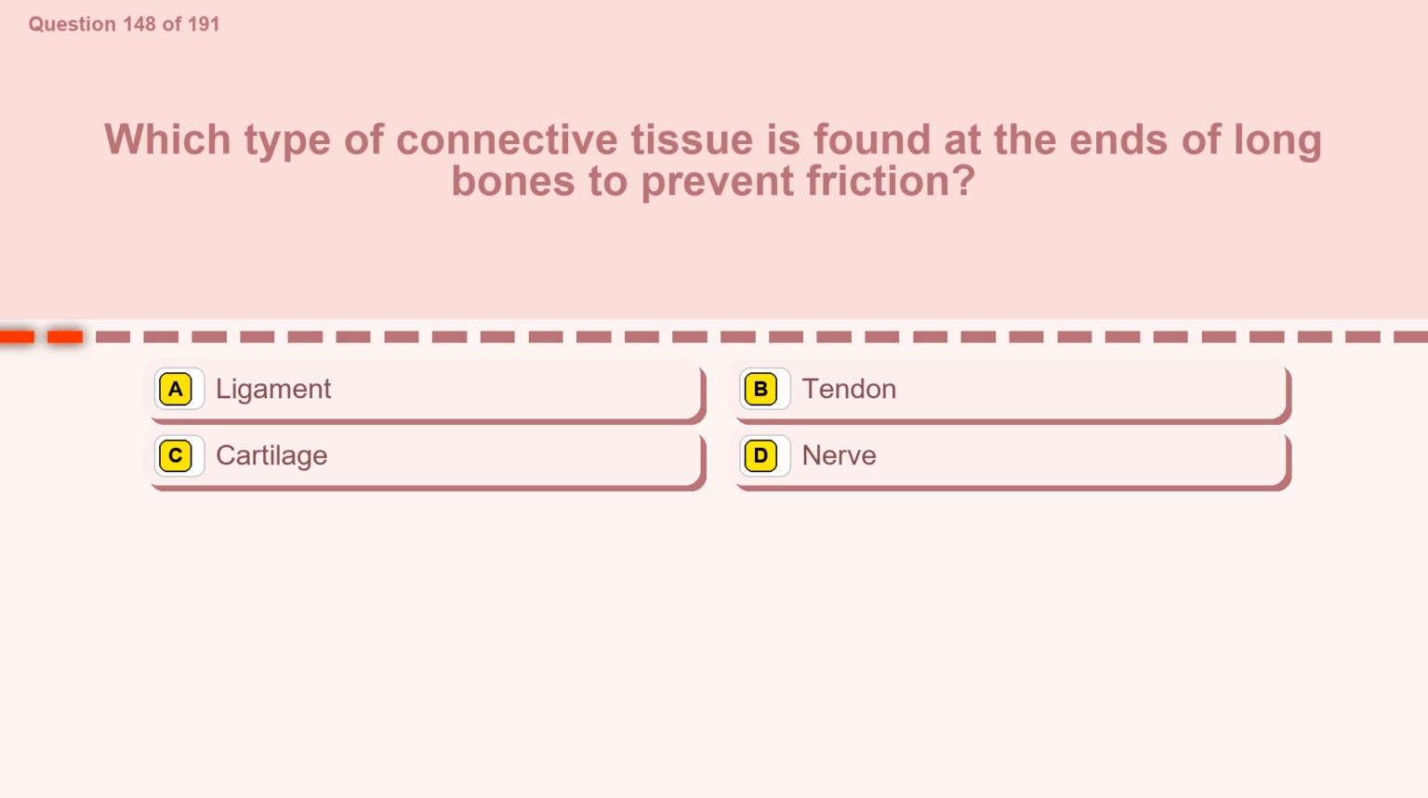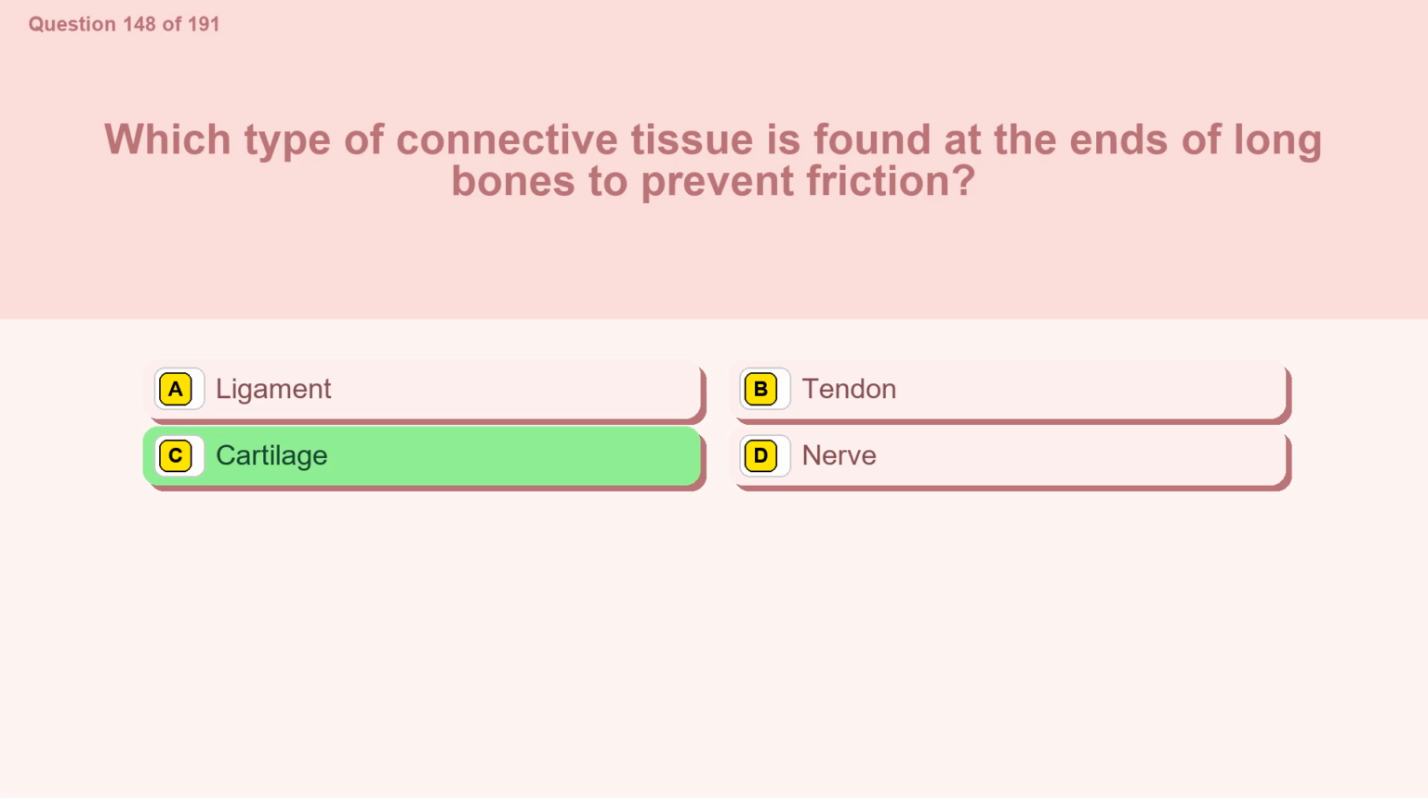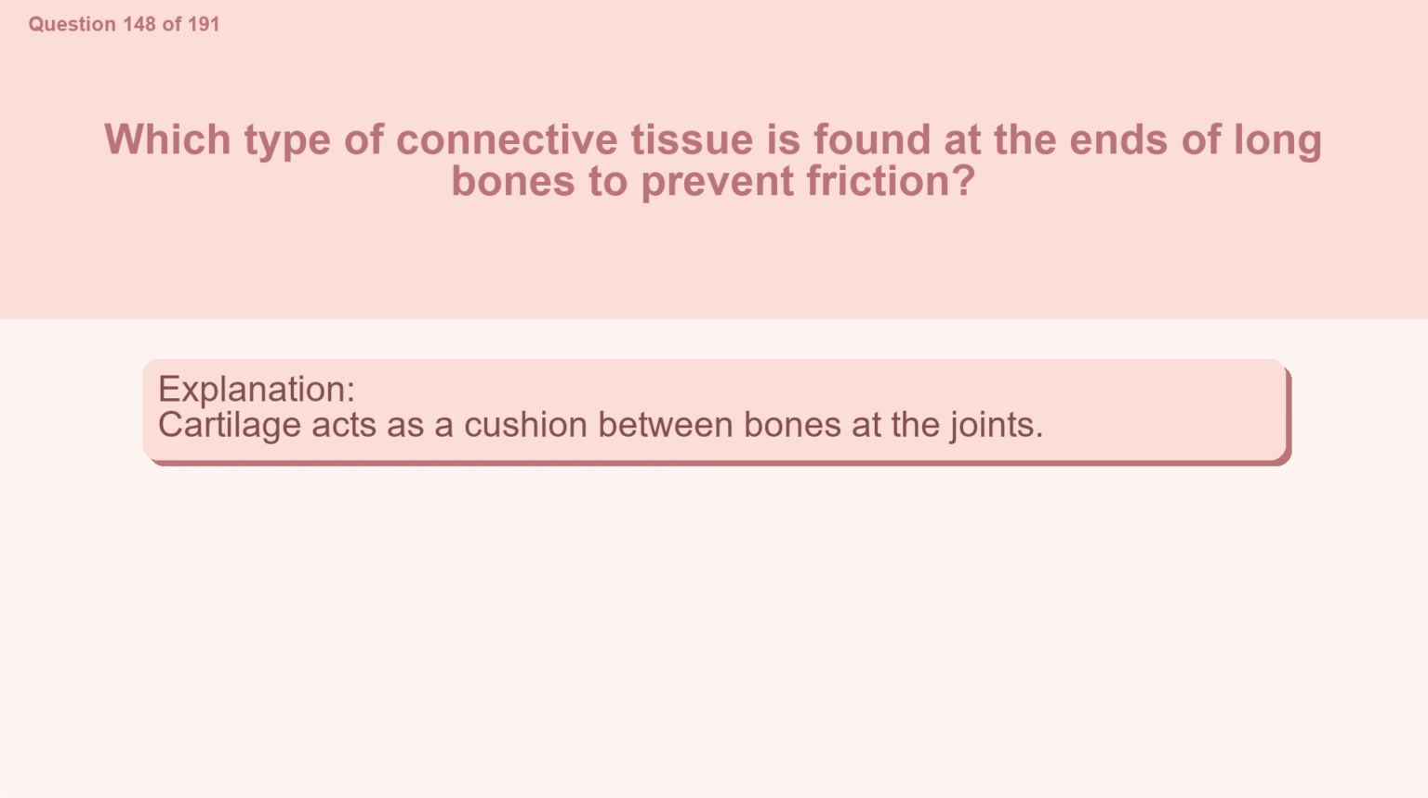Question 148. Which type of connective tissue is found at the ends of long bones to prevent friction? Option A, ligament. Option B, tendon. Option C, cartilage. Option D, a nerve. The correct answer is option C, cartilage. Cartilage acts as a cushion between bones at the joints.